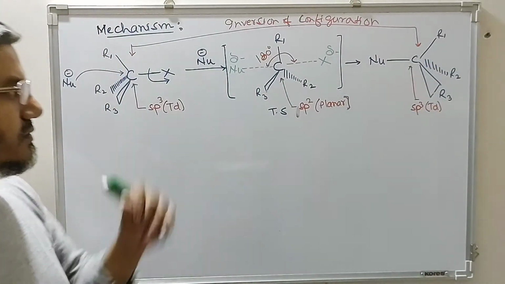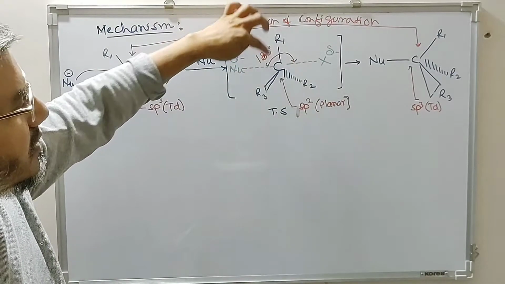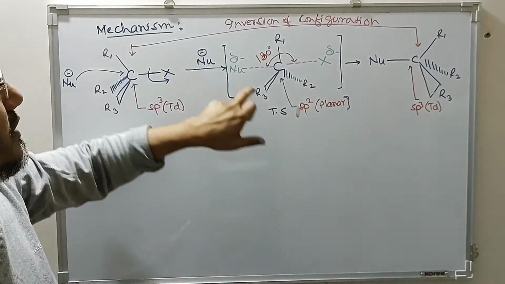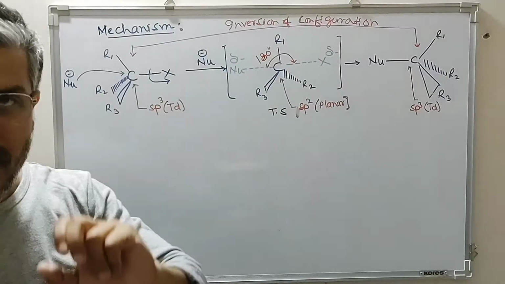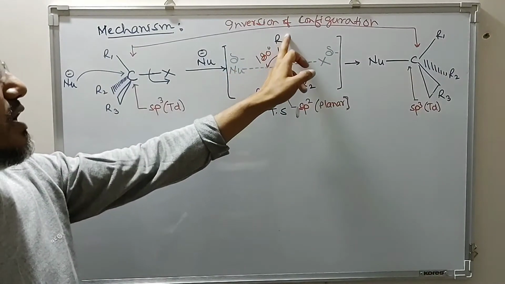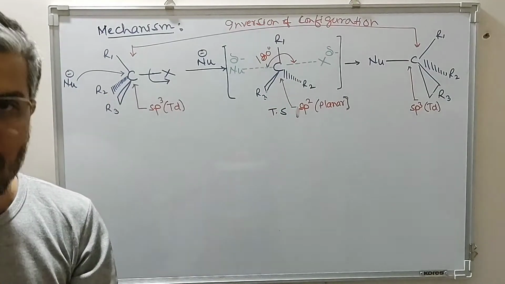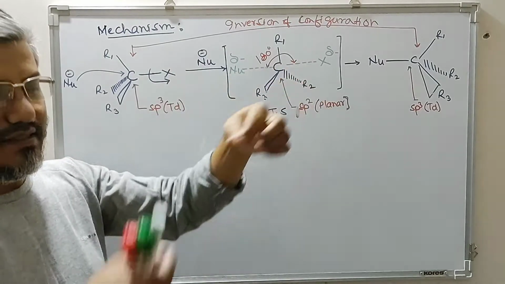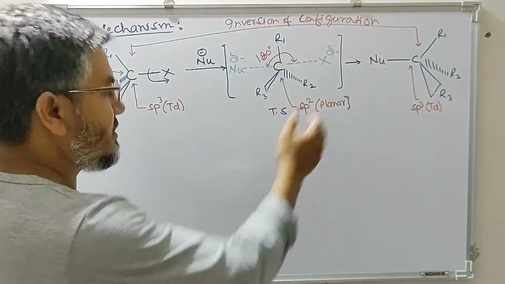And these groups R1, R2 and R3 are perpendicular to the plane of this nucleophile or X minus. So these three groups R1, R2 and R3 are forming like the spokes of a wheel, and this nucleophile X is acting as an axle. So we have this sp2.